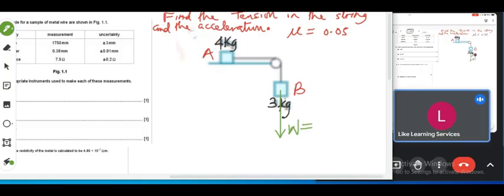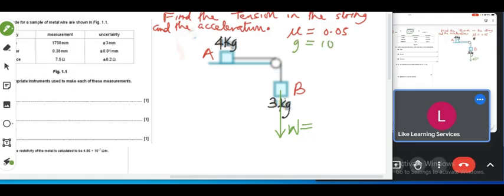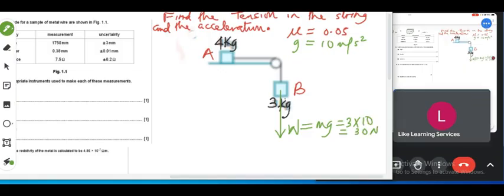What should be the weight? We can just call it mg, or since the mass is 3 kg, if we are using g as 10 meters per second squared, the weight will be mg. If you like, you can simplify as 3 times 10, is it not? That's 30 newton, right? Okay, which other force is acting?